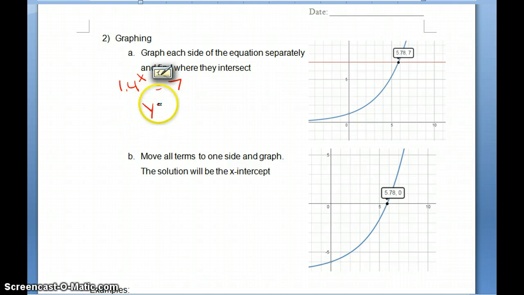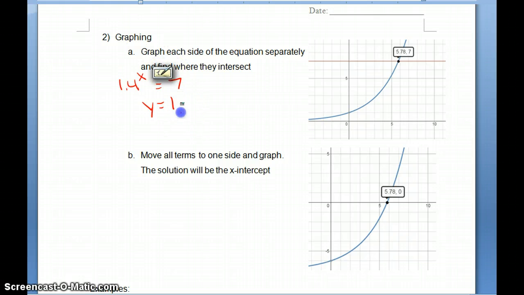So what you would do is you're going to graph each side independently. So you'd have y is equal to 1.4^x. Then your second graph would be y is equal to 7. And then from there, you're going to see where those intersecting points are. And actually, I was wonderful enough to give you those graphs. So look where those graphs intersect.